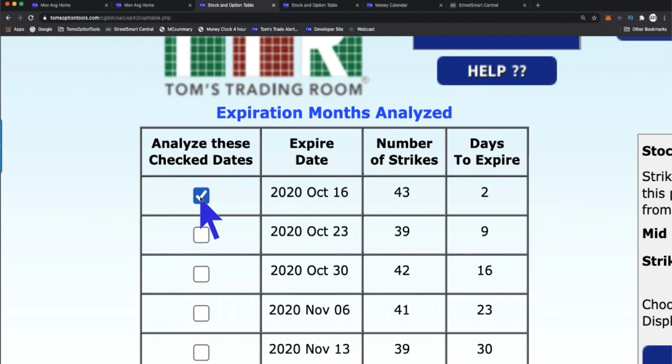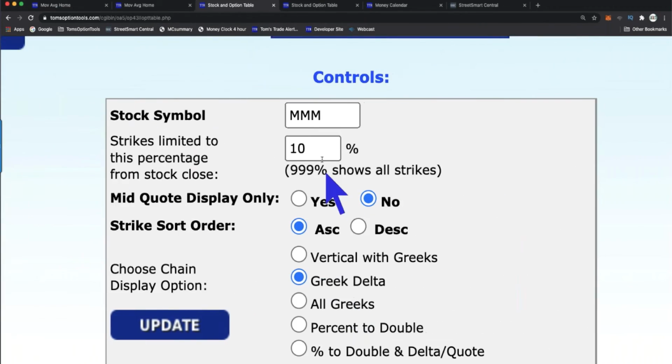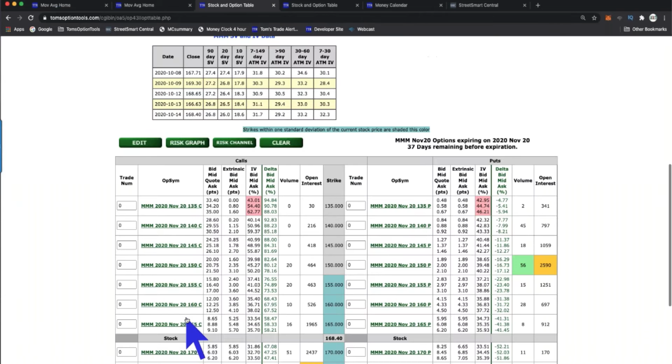So the October 16th are checked. I don't want to look at those. They expire in 2 days. Let's look at the November 20th options. They expire in 37 days. That's a little more than 2 weeks past the earnings. So I'm going to click on that, and I'm going to slide over here. Now this shows me 3M, and I'm going to look at 20% above and below the strike prices, or the stock price. Here we go.